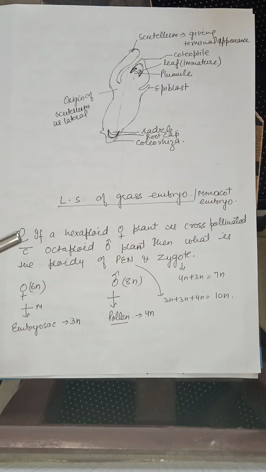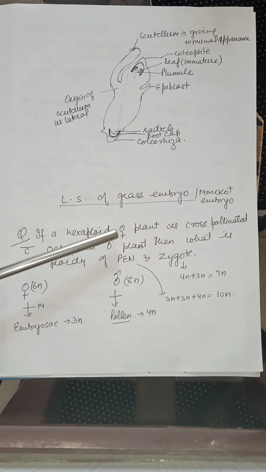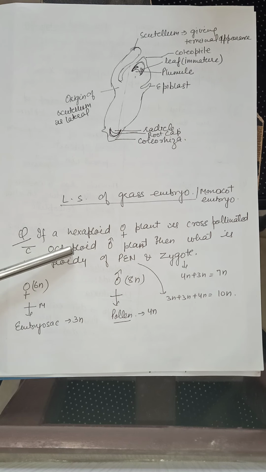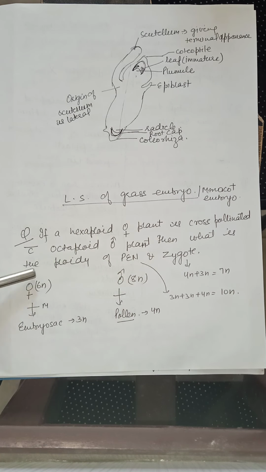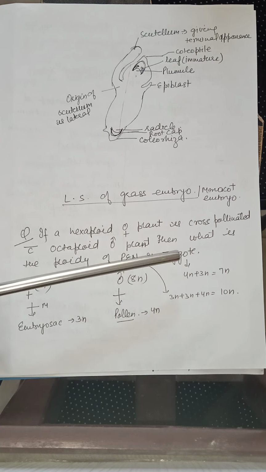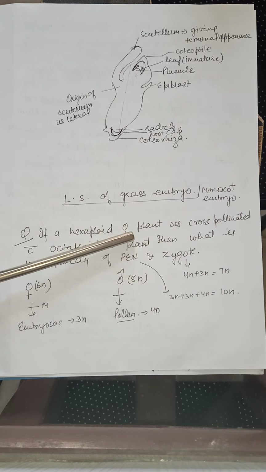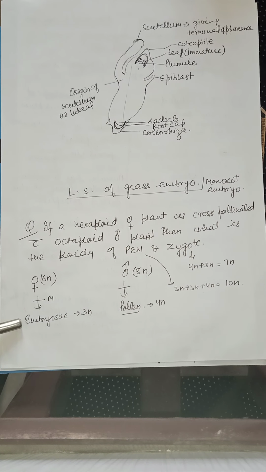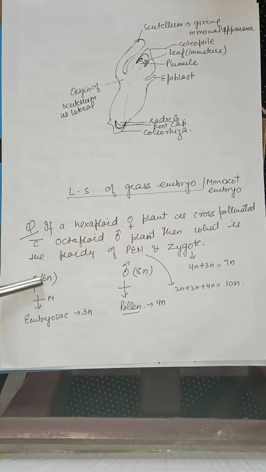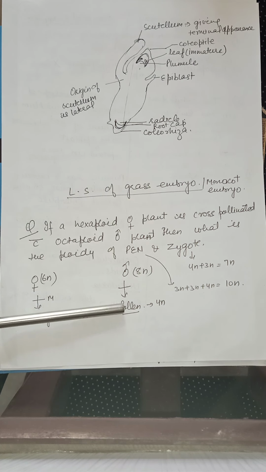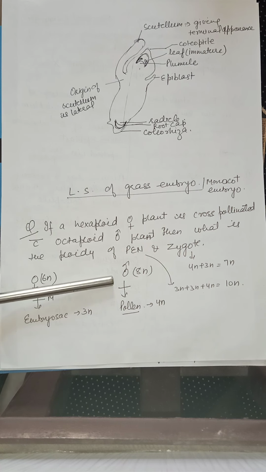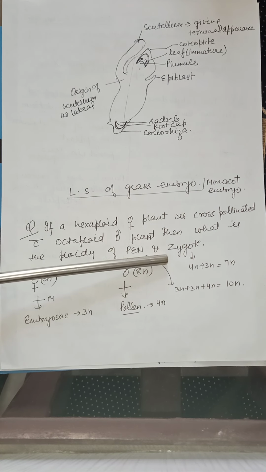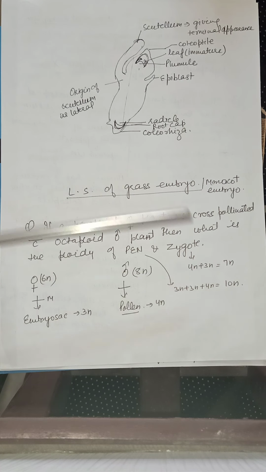Now, one question. If a hexaploid female plant is cross-pollinated with an octaploid male plant, then what is the ploidy of the primary endosperm nucleus and the zygote? A hexaploid female plant is there and an octaploid male plant is there. So, in the female, the egg will be triploid because the female plant is hexaploid, and the male gamete will be 4n because the male plant is 8n. So the ploidy of the zygote will be 4n plus 3n, which is equal to 7n.